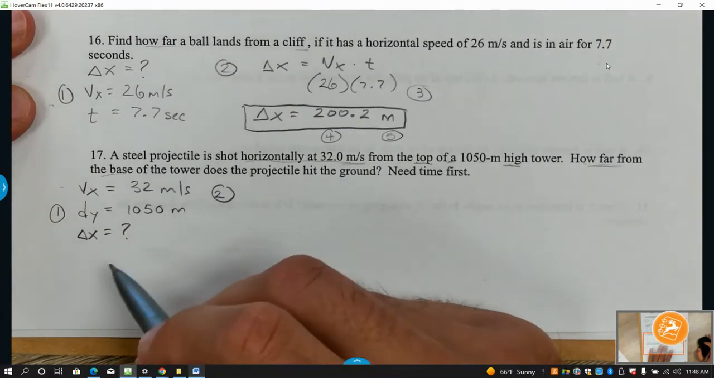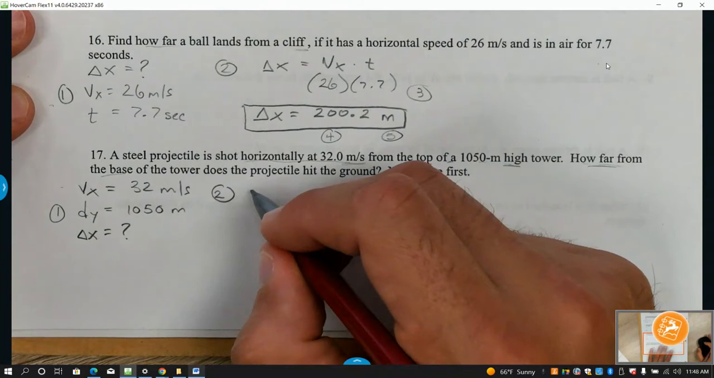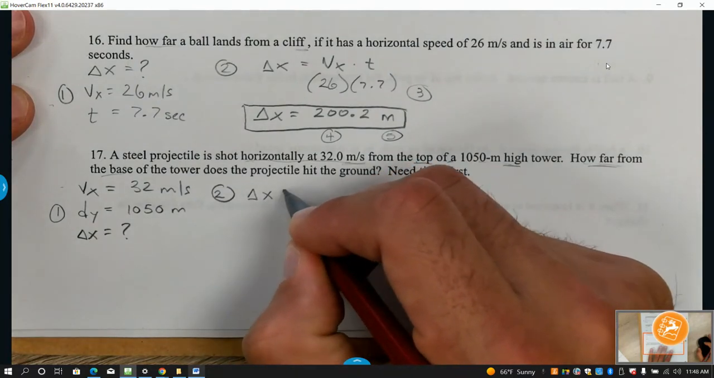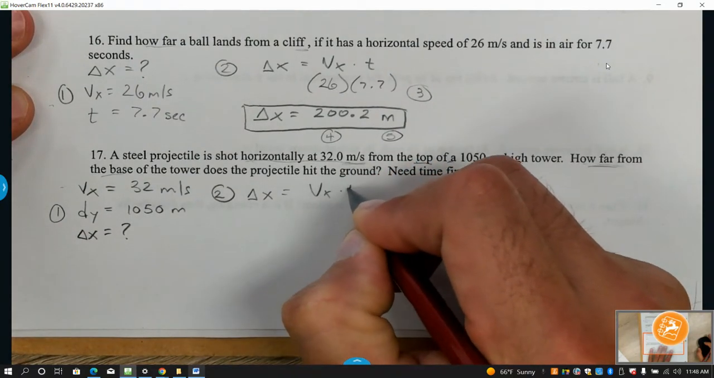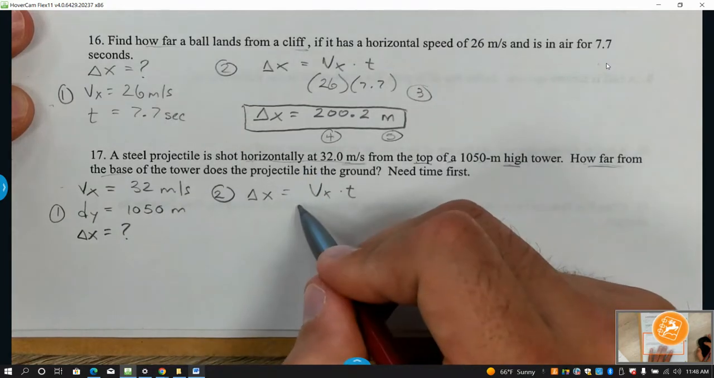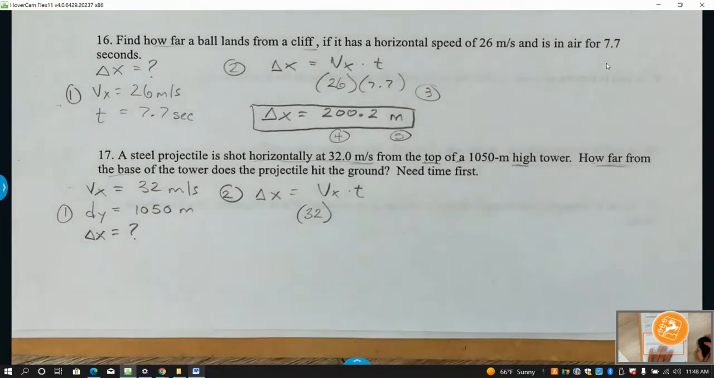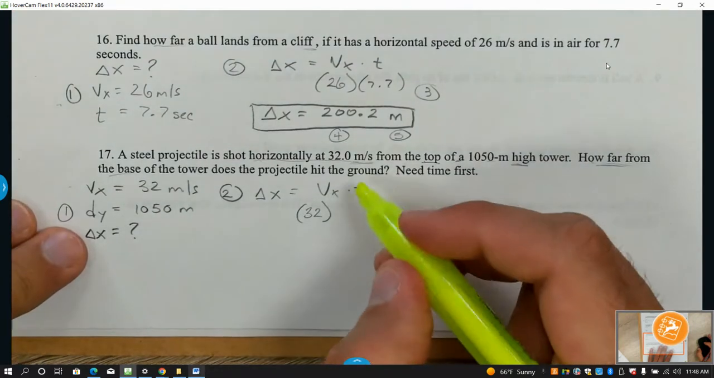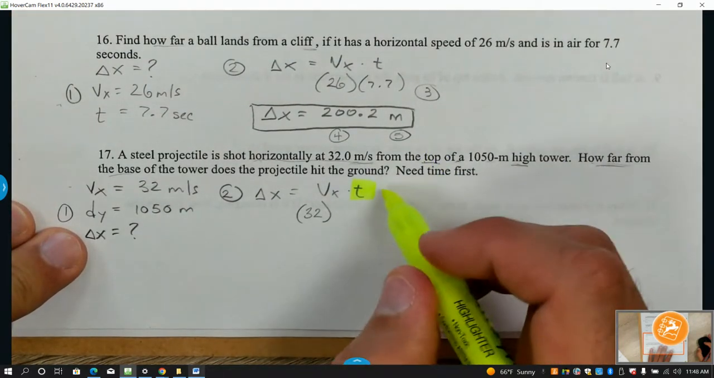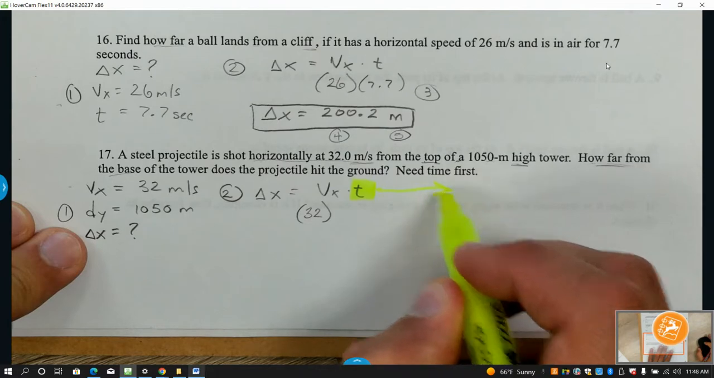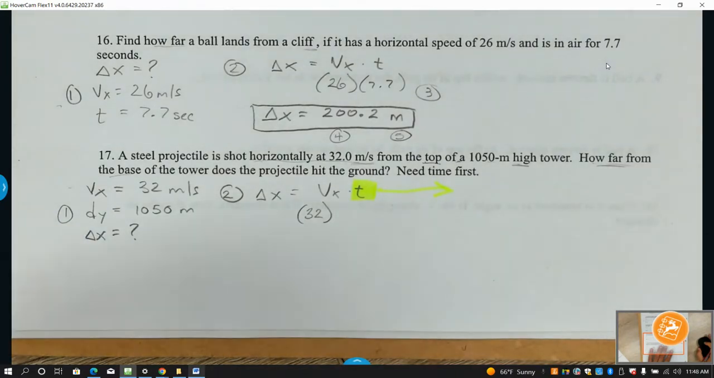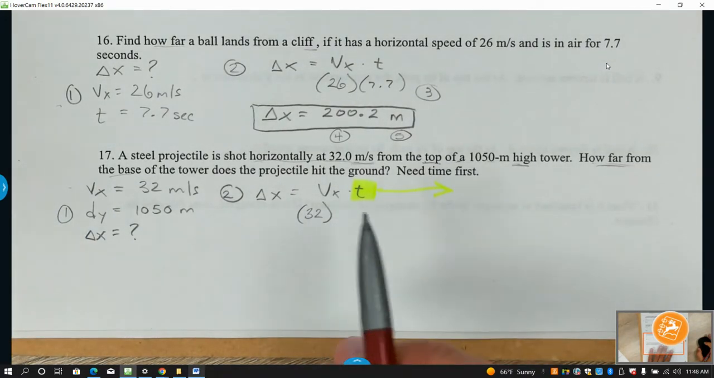Second point, you guessed it: write the equation down for delta x. We just did it in the previous problem. Delta x is equal to Vx times time. Do I have Vx? Yes, it is 32. Do I have time? No, I do not. So you have to go on a little side quest to solve for that before we can get our actual full answer.